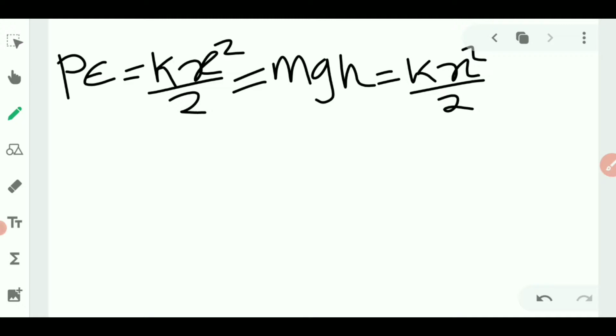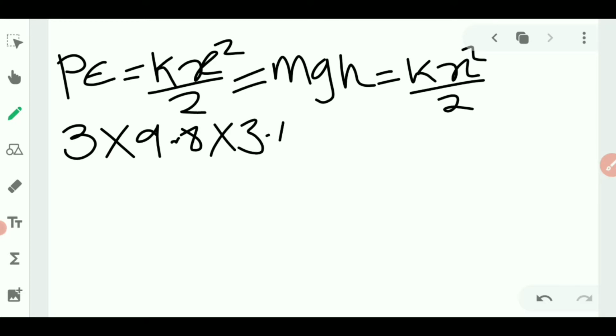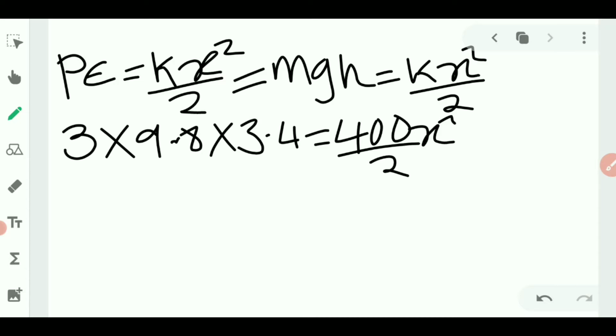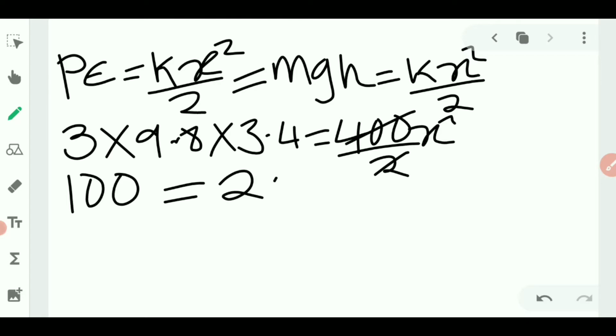We've already been given the values for our spring constant, which is 400 Newton per meter. Our mass is 3 times 9.8 gravitational acceleration times the height. Spring constant is 400. So in this question we're solving for x, which will tell us how far the spring was compressed. When you do your calculation, this part of the equation, you should get this value. And when you divide your 2 into 400, you should get this value.